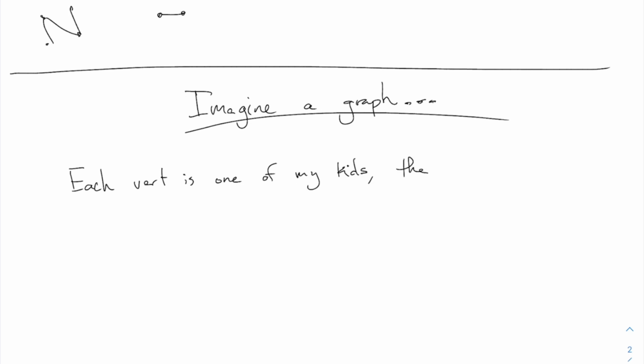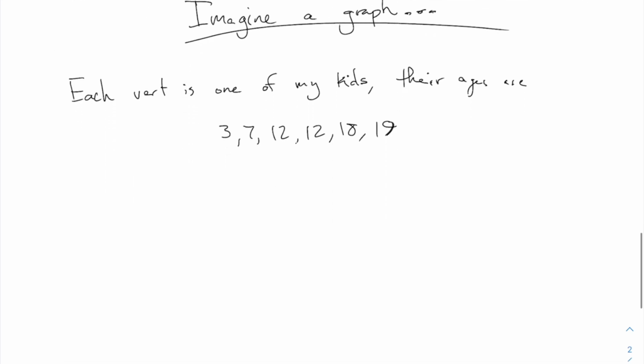And their ages, I will tell you, are 3, 7, 12, 12, 18, and 19. This is totally made up. In real life, I have 2 kids. All right, let's imagine that these are my 6 kids, and these are their ages.